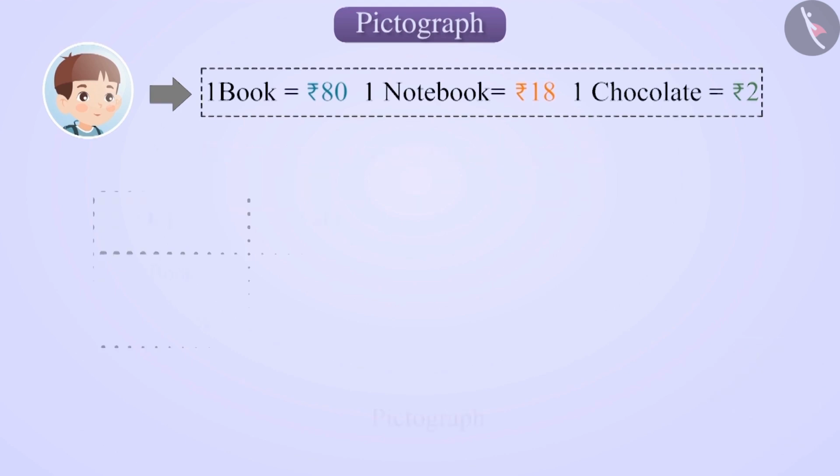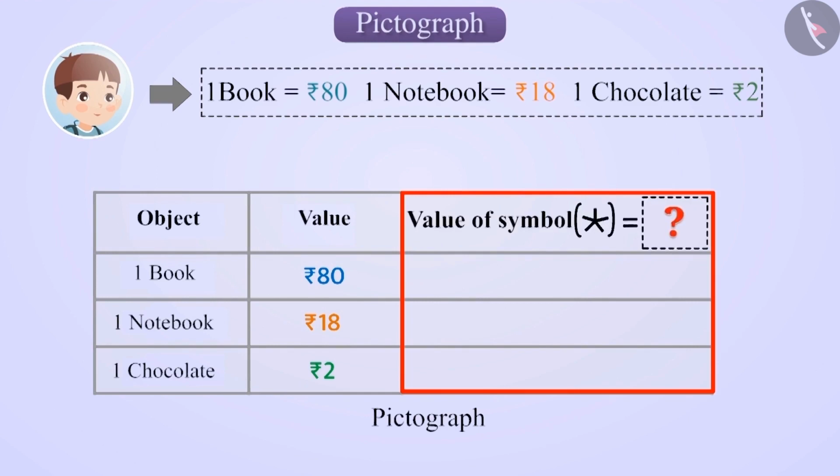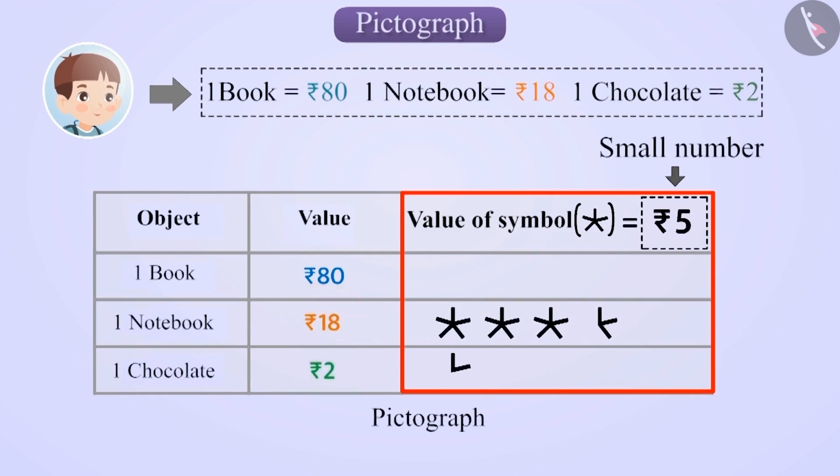While drawing the pictograph based on the given situation, you must have experienced some difficulties. Like, what should be the value of the symbol? If you take the value of the symbol a small number, such as rupees 5, then you will find it easier to denote rupees 2 and rupees 18. But you will face difficulty while drawing many symbols to represent rupees 80.